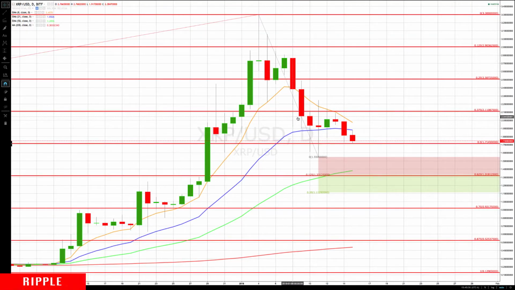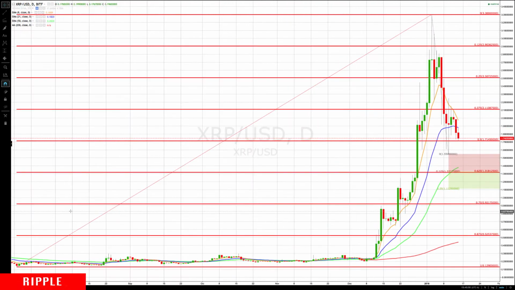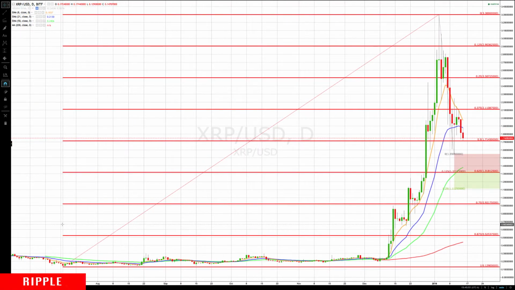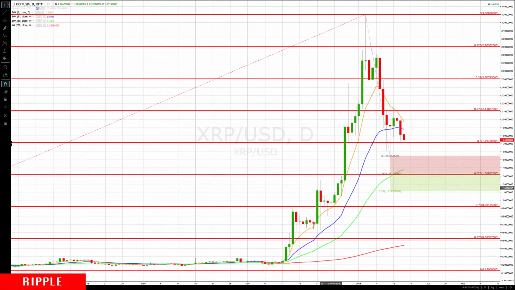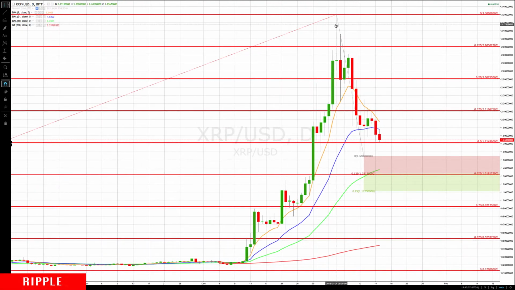Let's take a look at Ripple. So it can't hold the rotation zone, closed yesterday below it, now came up testing the underside of the 21. So all this prior support is now resistance. We're at the 50% pullback on the major swing, and that's from the lows all the way back on the 16th of July to the all-time highs. So that's essentially your all-time lows to all-time highs.